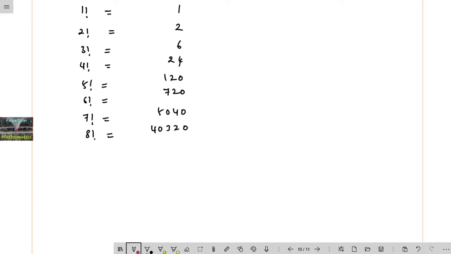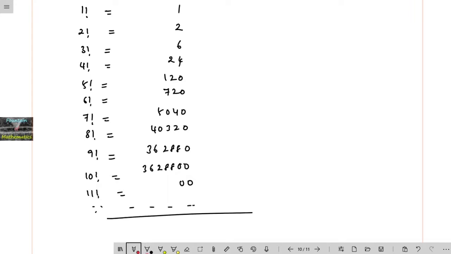And 9 factorial we can just write as 362880, and 10 factorial obviously we'll get with one more 0 extra, that is 3628800. And from 10 factorial onwards, from 11 factorial, everywhere you will be getting 2 zeros at the end, and so on.